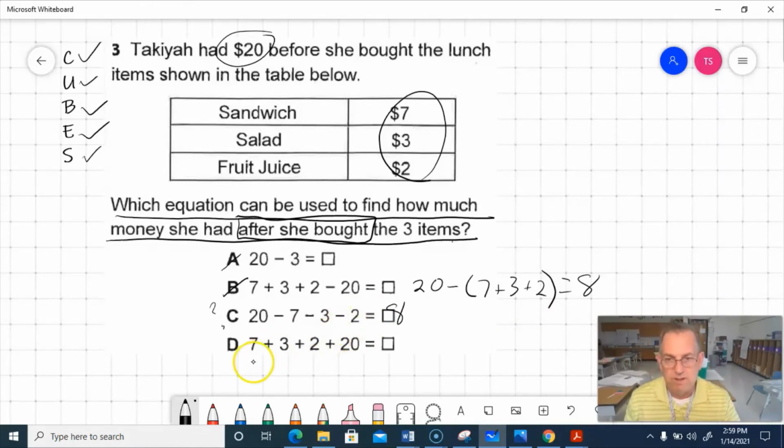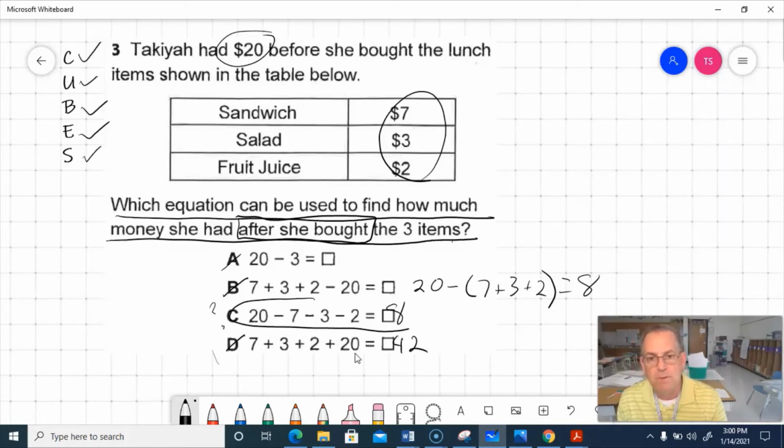And the last one, answer choice D, says 7 plus 3 plus 2 plus 20. And that's going to end up with more money than what we started with. 7 plus 3 is 10, plus 2 is 12, plus 20 would be 42. It would be nice if I went to the store and bought stuff and ended up with more money than what I started with, but it doesn't work that way. So D is not correct either. C is the correct way to solve for how much money she has left.